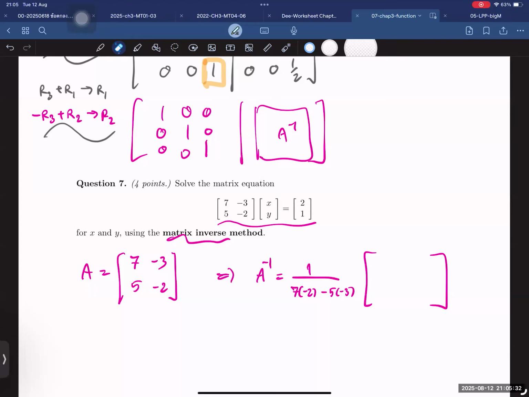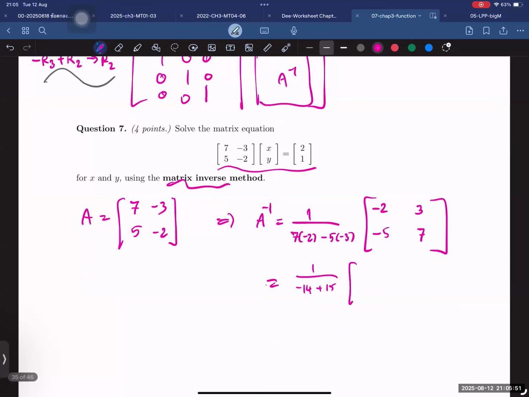So this should be negative 2. This should be 7. And then put the negative in the off diagonal, so minus 5 and 3. So that is 1 over negative 14 plus 15 of this. So that is minus 1 times this. So that is 2, negative 3, 5, negative 7. So that's your A inverse.